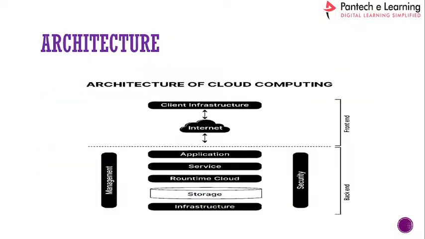Next is the architecture of cloud computing. This architecture is divided into two parts. The first part is the front end and the second one is the back end. So what can you see in the front end? If you see the diagram of the architecture here, with the front end of the diagram, you will be able to see the client infrastructure and the internet, right?